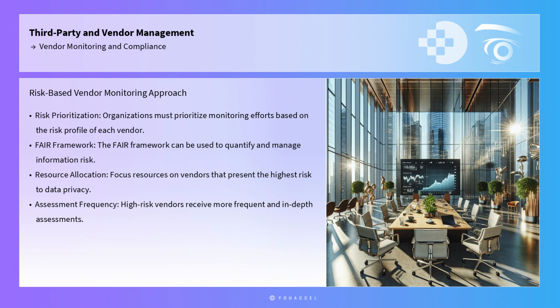Another practical aspect of vendor monitoring is the adoption of a risk-based approach. Not all vendors pose the same level of risk. Hence, organizations must prioritize monitoring efforts based on the risk profile of each vendor. The FAIR framework can be used to quantify and manage information risk, enabling organizations to focus resources on vendors that present the highest risk to data privacy. This approach ensures that high-risk vendors receive more frequent and in-depth assessments, while low-risk vendors are monitored with less intensity.